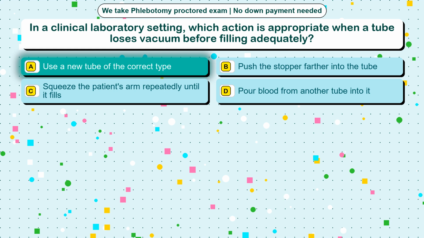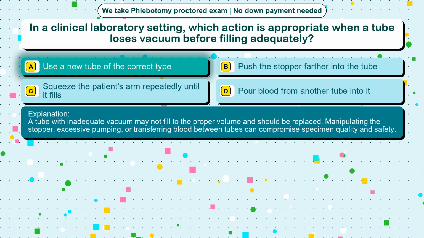The correct answer is option A. Use a new tube of the correct type. A tube with inadequate vacuum may not fill to the proper volume and should be replaced. Manipulating the stopper, excessive pumping, or transferring blood between tubes can compromise specimen quality and safety.